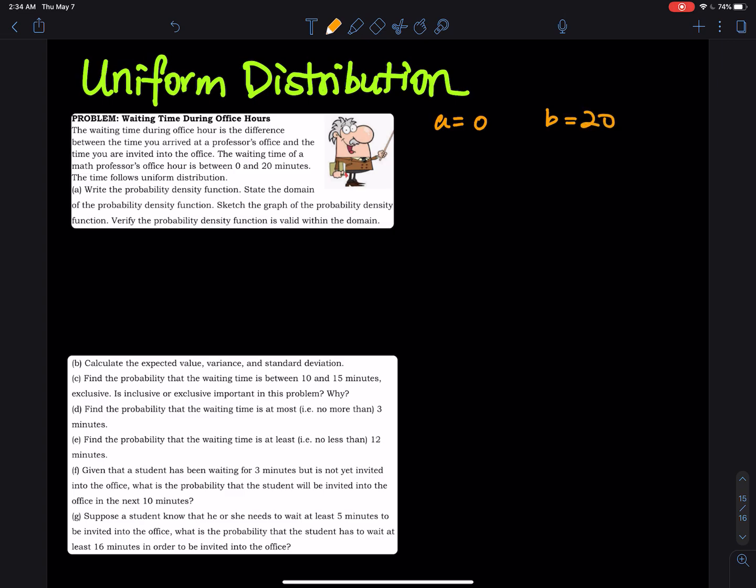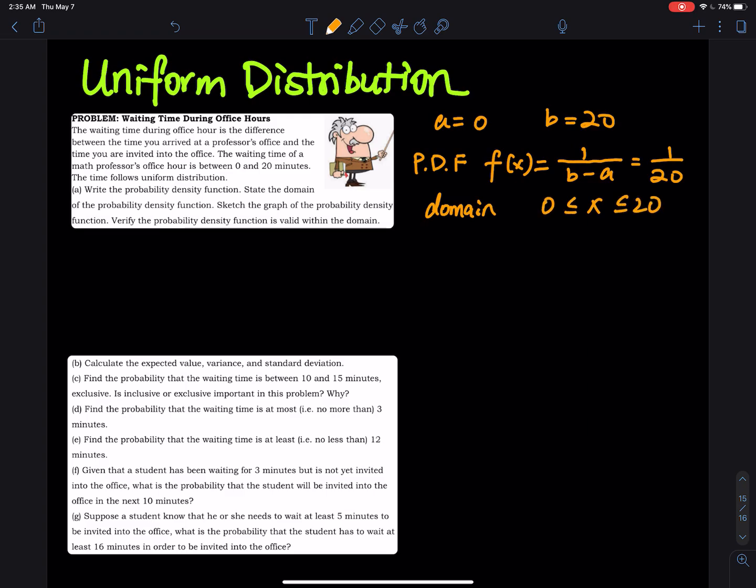So how do you set up the probability density function? The PDF, probability density function. So that is f of x equals 1 divided by the maximum minus minimum, which is 20 minus 0. That is 1 over 20. And then the domain means that x lives between 0 and 20.